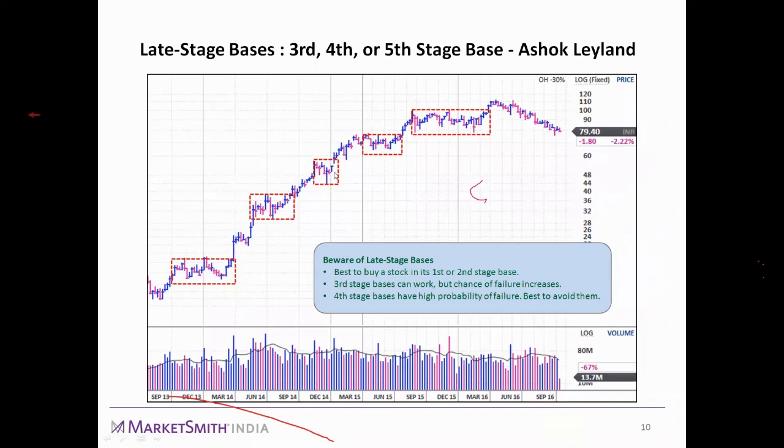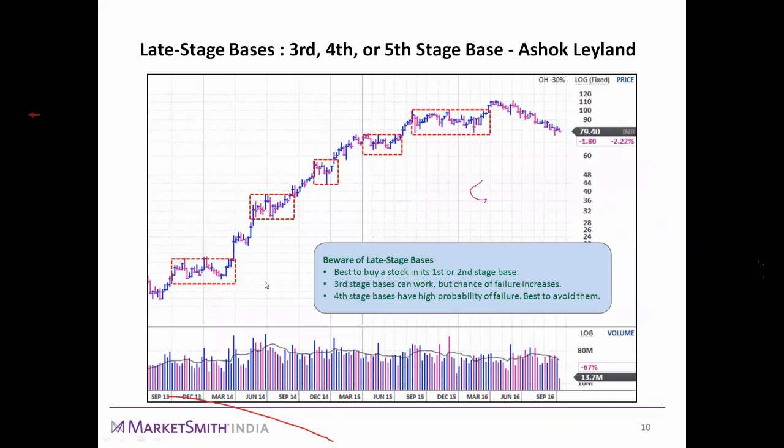But if you are buying any stock in the fourth or fifth stage, that means the stock has had most of its run, and you are entering too late. That is why it's not recommended to enter any stock trading at a fourth or fifth stage, because it's a sign of weakness, and a downtrend can continue anytime.